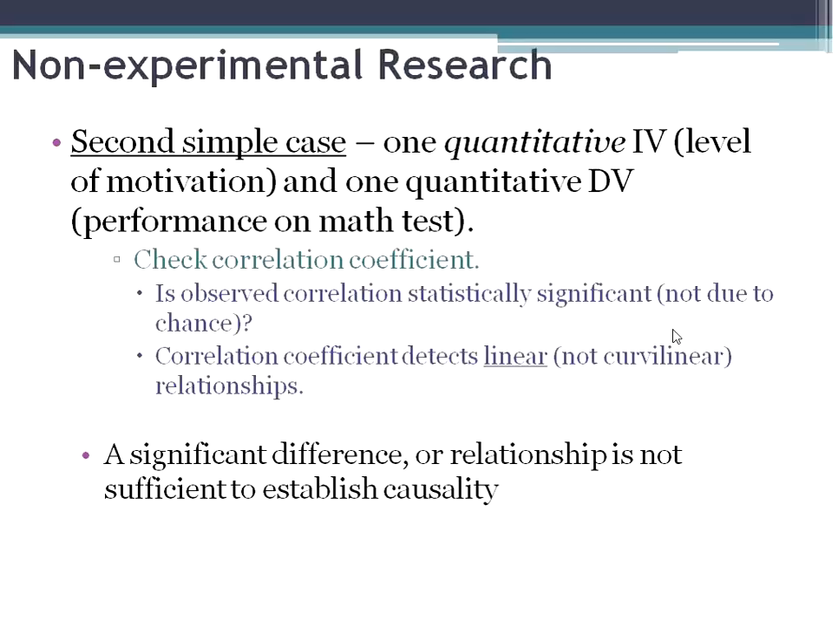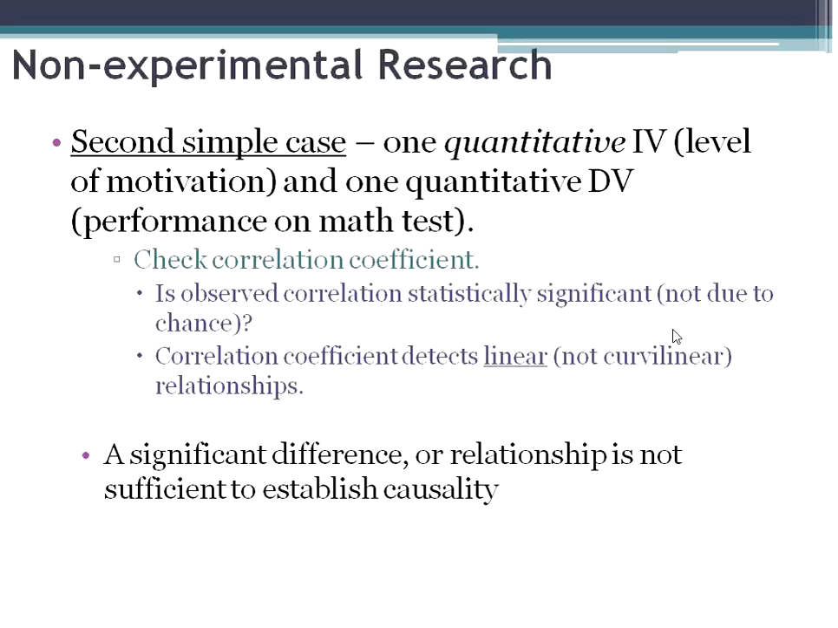Another example of this is quantitative independent variable and quantitative dependent variable. So we ask you about your level of motivation, then we ask you about your performance on the math test. Lo and behold, we find there's a significant relationship between motivation and performance on the test. The students who are more motivated tend to do better on the math test. We have this statistically significant correlation.